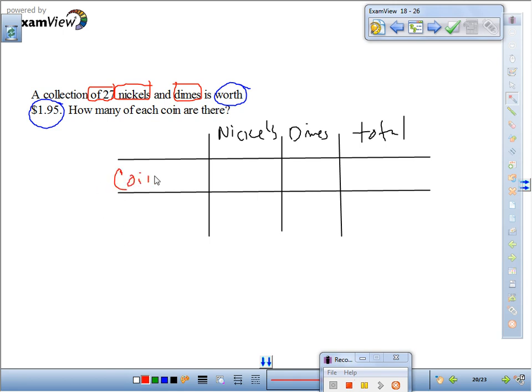So for the first line, we're going to write the type of coins that we have. What kind of coins do we have? So nickels, instead of nickels, what do we write? N plus, what else goes here? D equals how many total coins? 27 coins. This is how much they are what? Worth, or the cost. I'm going to write worth.